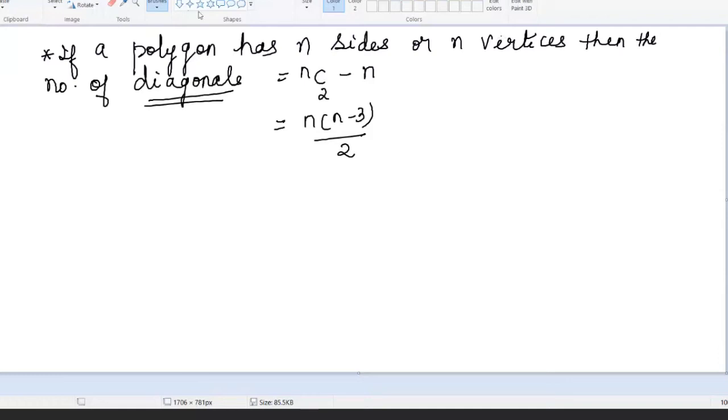Okay. So if a polygon has n sides or n vertices, then the number of diagonals, what is the formula? It is NC2 minus N.